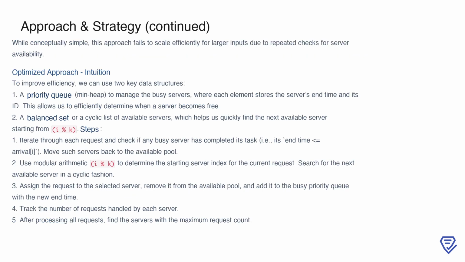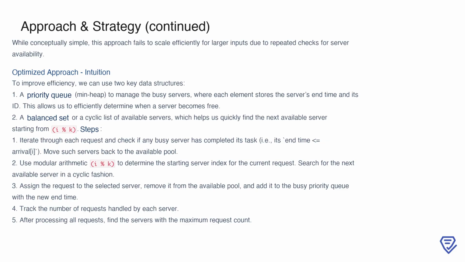Although the brute force approach provides an intuitive starting point, it does not scale well for larger inputs due to the repeated checks for server availability. To address this, we consider an optimized approach that uses more efficient data structures. The key idea is to manage server availability and assignments more systematically using a combination of a priority queue and a balanced set or cyclic list.